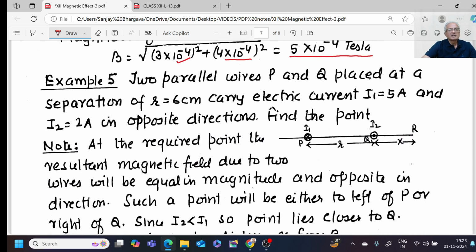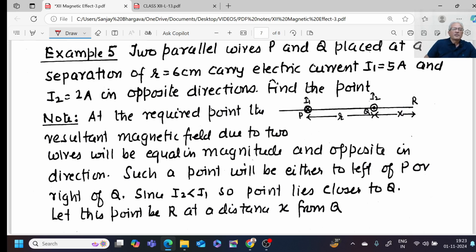Now we pick up example number 5. Two parallel wires P and Q placed at a separation R equal to 6 centimeter carry electric currents I1 equal to 5 ampere and I2 equal to 2 ampere in opposite directions. Find the point where the magnetic field is zero.